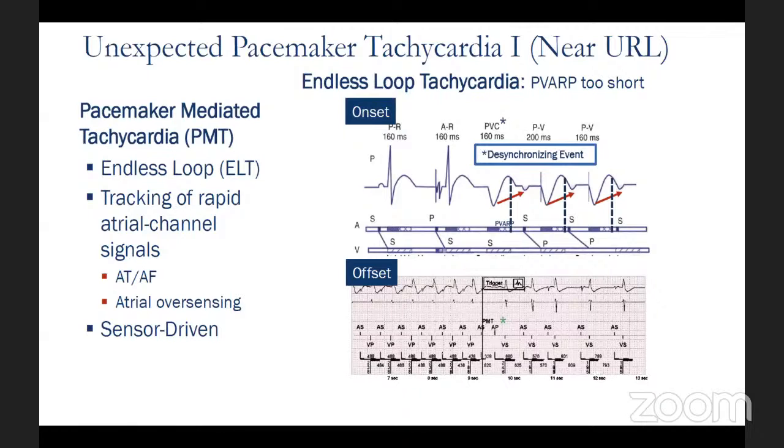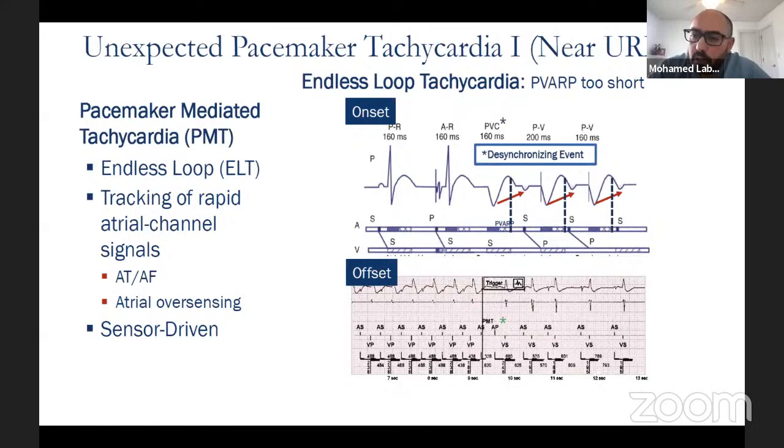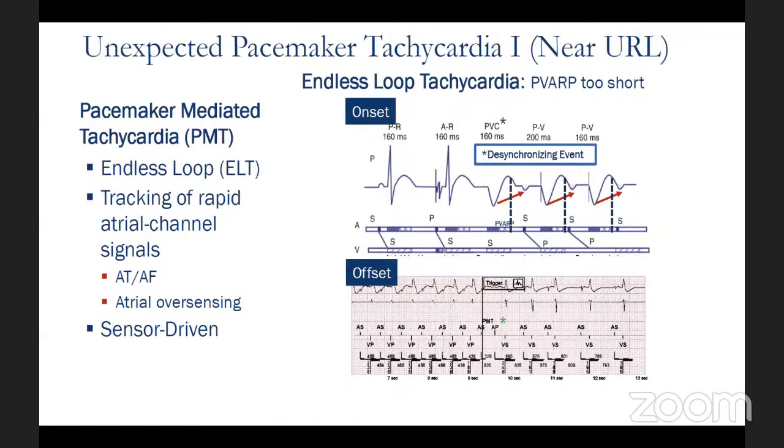The question I also have for you, Mohammed, which is not covered here: if you have a pacemaker and for some reason you need to upgrade to an ICD, just for the benefit of everybody, what would you do for those patients? What's your approach?